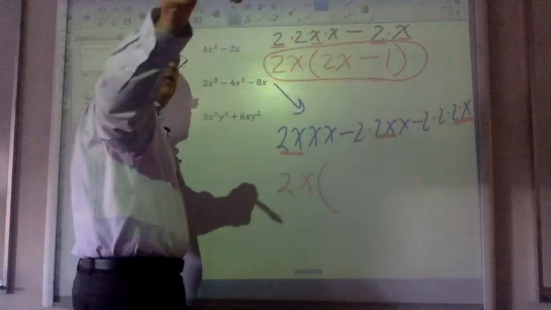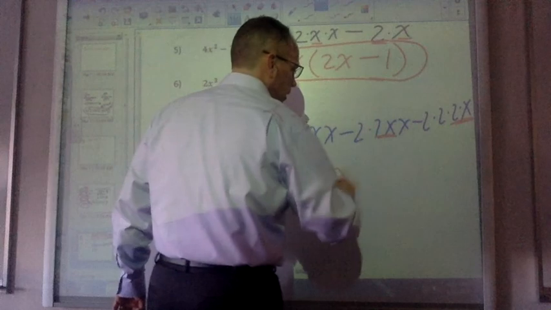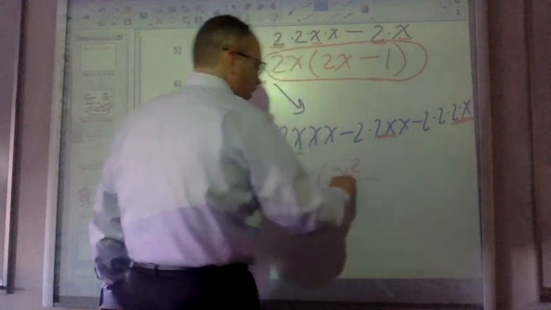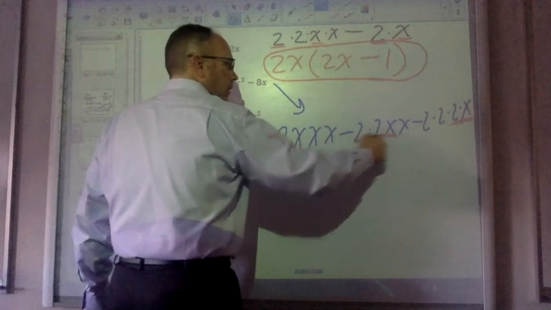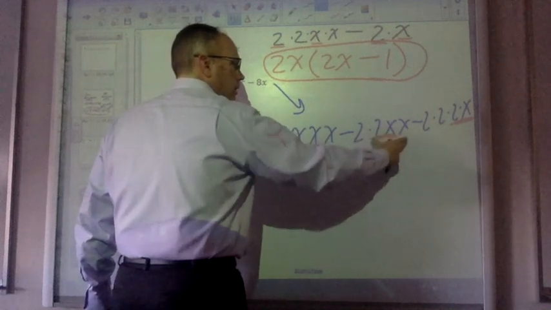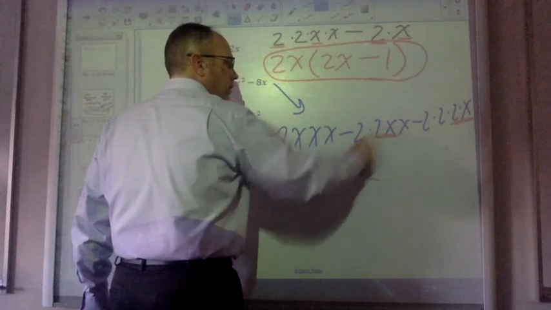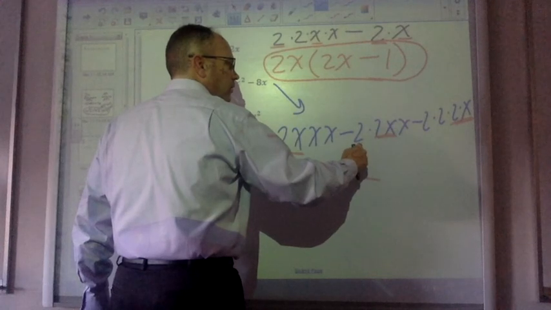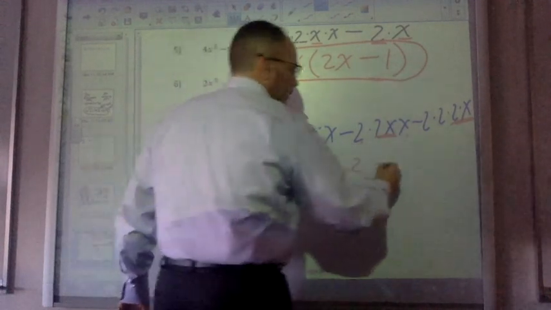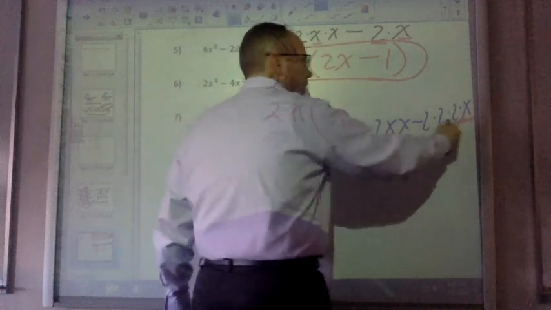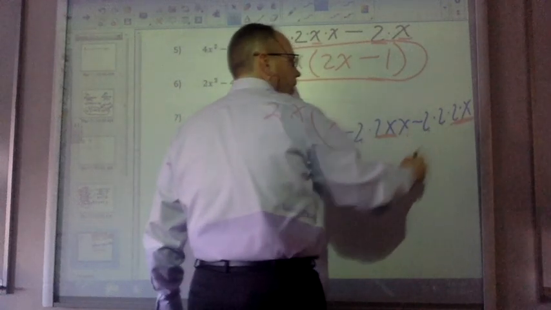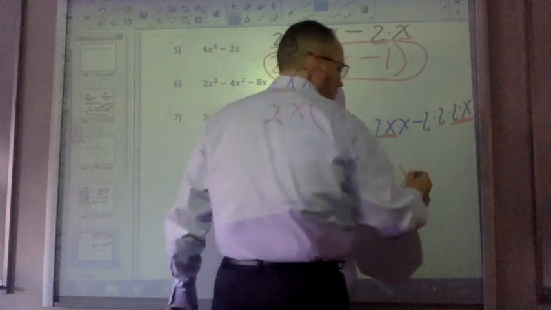x times x, which is x squared. The minus sign comes along. What do I have left here? Careful. I took a 2x out. I have this. Oh, negative 2x. Okay. What about this one? I have that and that. Negative 4. Done.